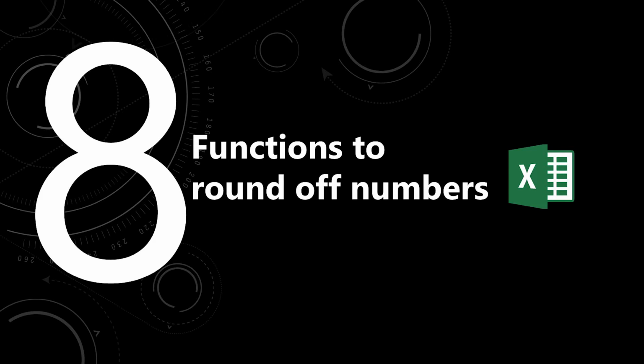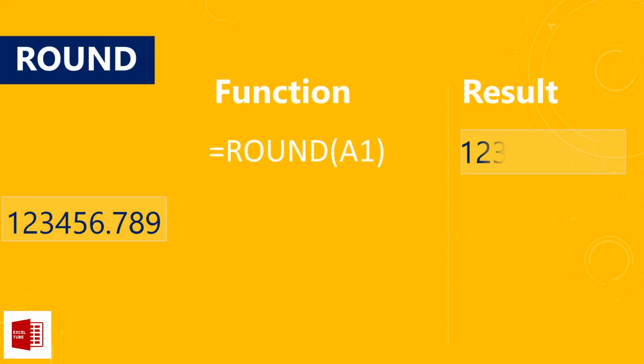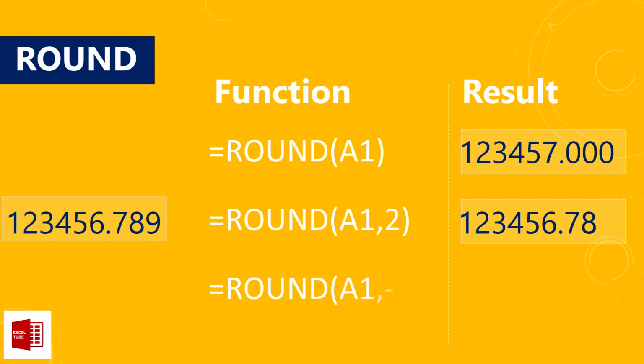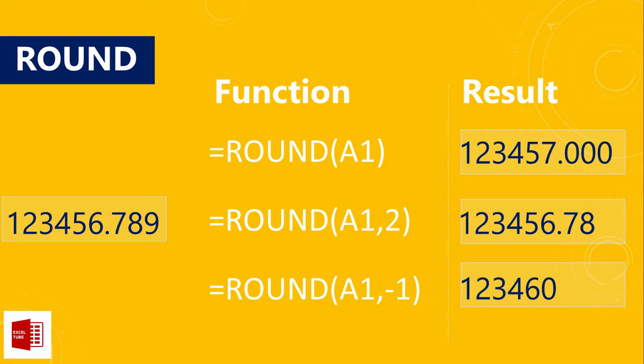Believe me, after watching this video, you might even never use the traditional round formula anymore. The first one is round itself. The equation is pretty simple. It goes like equal to, open bracket, select the cell you want to round off, comma, and the number of digits you want. If you want 2 decimal points after the number, you can put 2. If you want no decimal points at all, that is as an integer, we can use 0, or better, just close the bracket without anything.